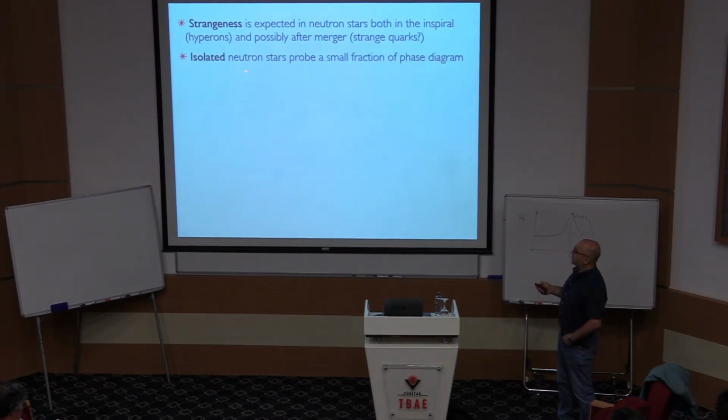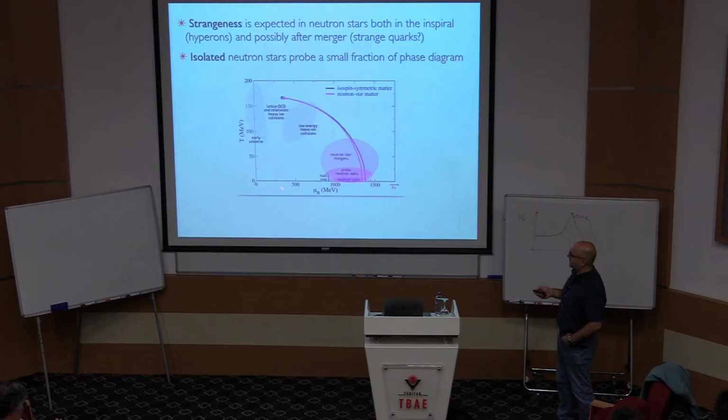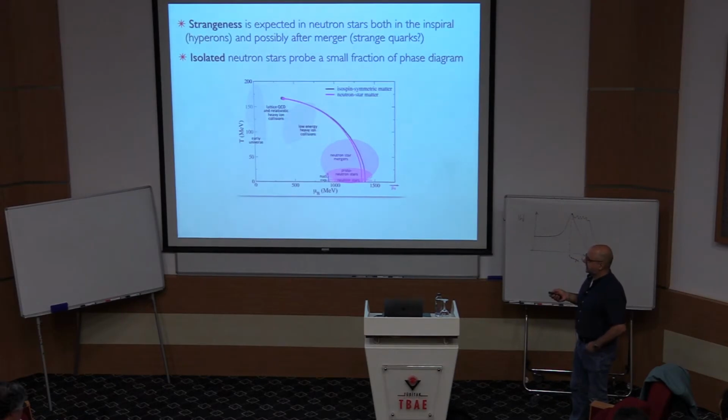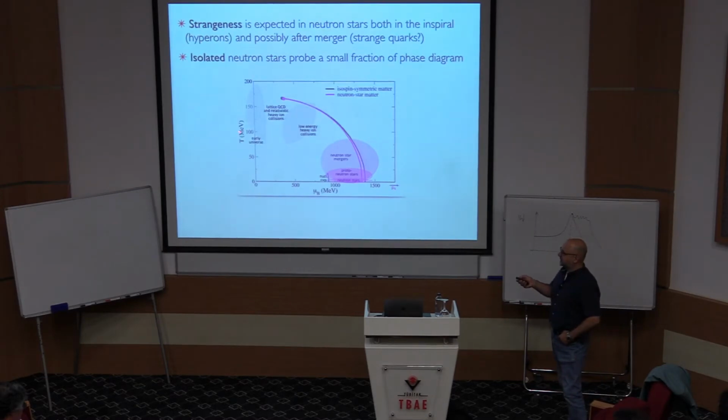Now, isolated neutron stars probe a small fraction of the phase diagram. Okay, this is a phase diagram. How many of you know how to read this phase diagram? Oh, okay. So none of you is a nuclear physicist. Well, nuclear physicists or particle physicists like to think in terms of a phase diagram where you have temperature and density, or chemical potential. The early universe is at very low density, very high temperature. Neutron stars are over here, at very low temperature, very high chemical potential.